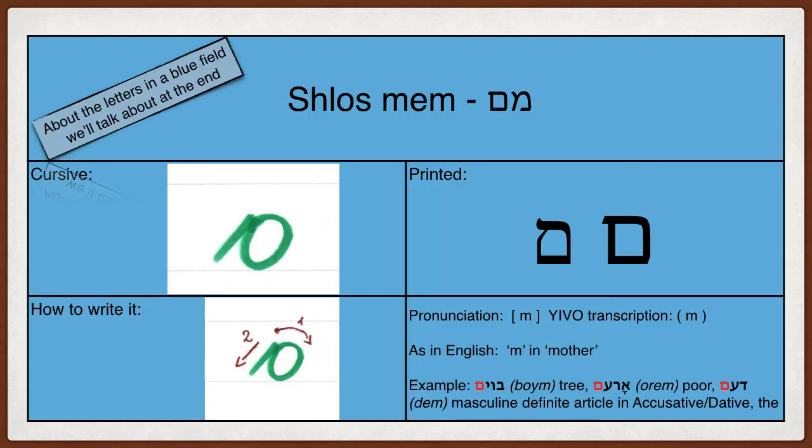Moving on. Shlos-Mem. As you can see, it is also in a blue field, so we are going to talk about this letter later. The pronunciation is m, just like in mother. And a few examples. Boim, tree. Orem, poor. Dem. It is a form of the definite article, but about that we'll talk later.